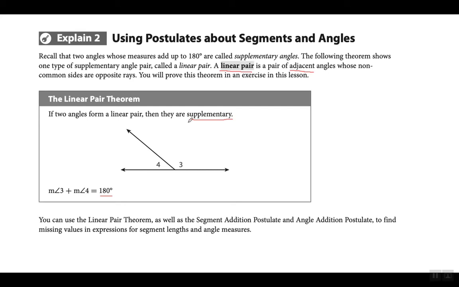So to be a linear pair, it's two angles that are next to each other that add up to 180 degrees. Or said a better way, two angles that are next to each other that form a straight line. And because a straight line always measures 180 degrees, that means that a linear pair always adds up to 180 degrees. They always have to be supplementary angles.